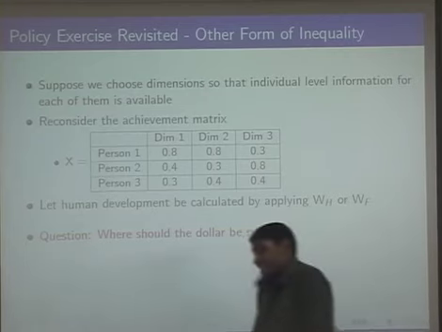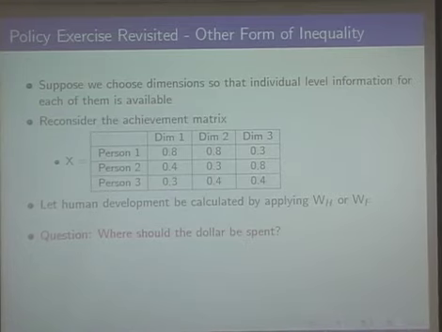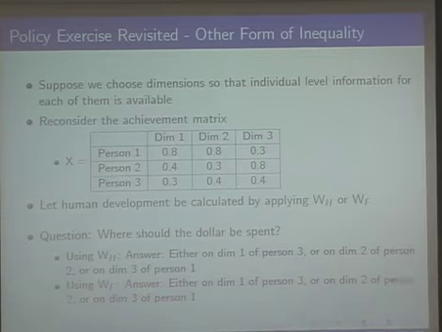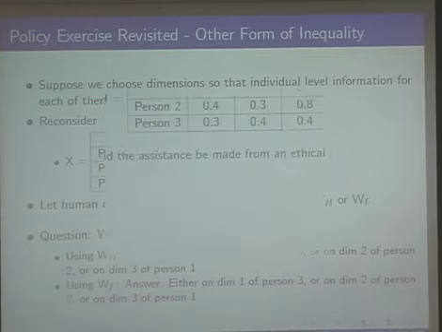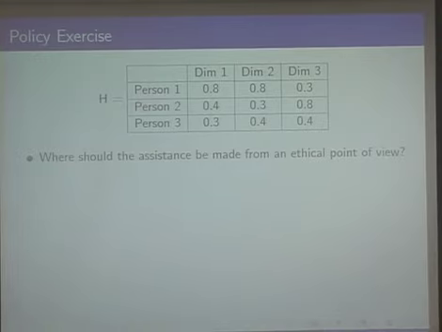But ethically, what do you think? Person 3? Everybody agrees? Person 3? Okay. It depends. Why? It depends on the dimension, and whether we consider one of the dimensions essential or more important than the other. Gaston has talked about it, and Mariama has talked about it. Dimensions could be related as substitutes or complements. Okay? So this would be the answer that you already gave. So where should the assistance be made from an ethical point of view? You said it depends.